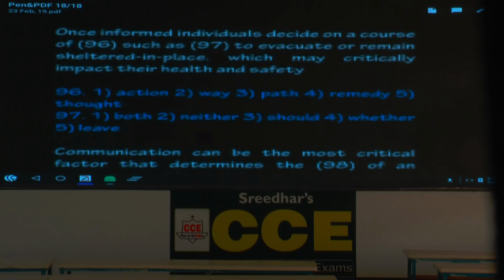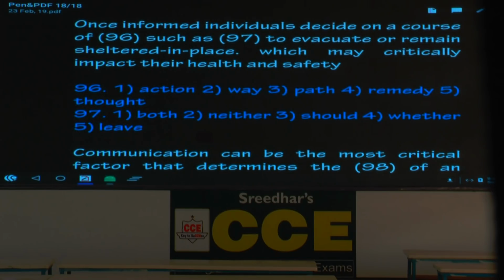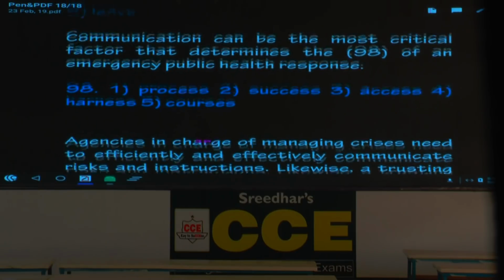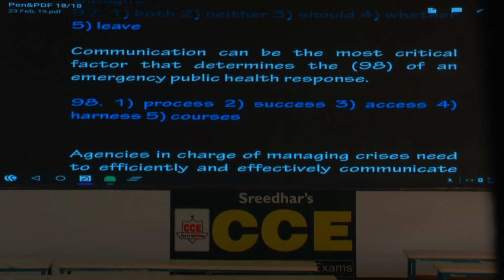96, what is the answer? We'll do it that way. Once informed individuals decide on a course of action, first option, such as whether to evacuate or remain sheltered. Whether. What is option number? Fourth. Then 98. Communication can be the most critical factor that determines the what? The process, the success, access, harness, courses. The success of an emergency public health response. Success. Have you chosen that?